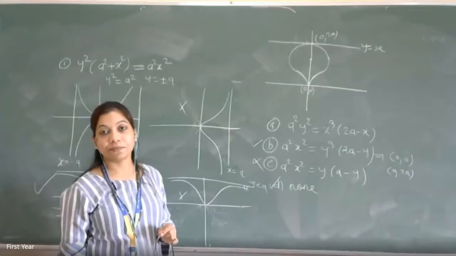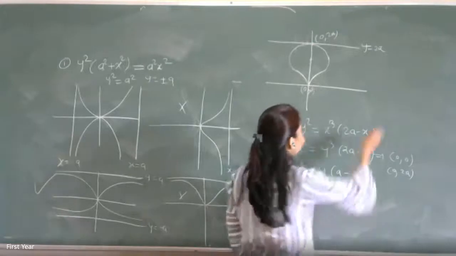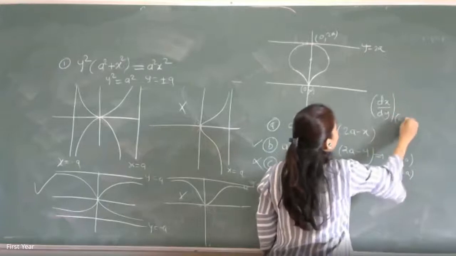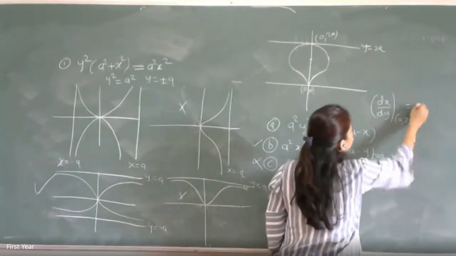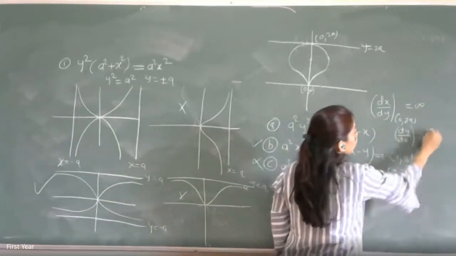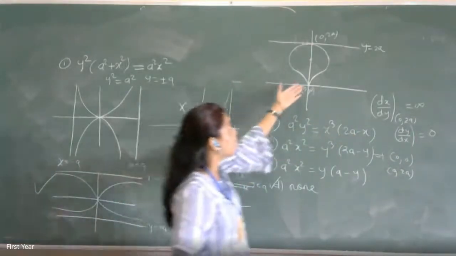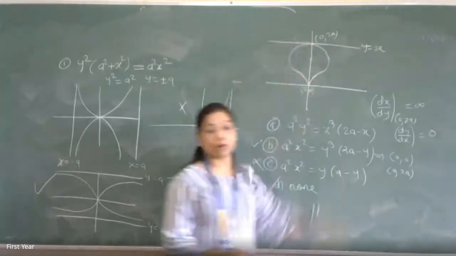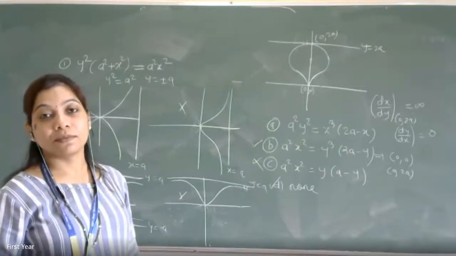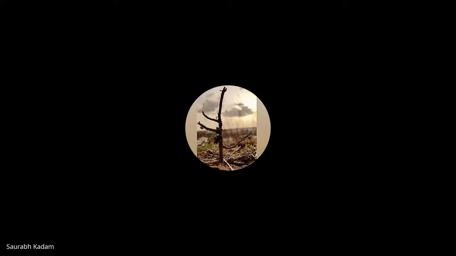Is it okay? And then the next thing is whether the tangent is parallel to x axis at this point. You can find dx by dy at the point 0, 2a. If dx by dy is infinity, then dy by dx will be 0, and then it is parallel to x axis. Otherwise I have to join this point to this point, so it will go smoothly. And that's why B will be the option. Is it okay? Clear, everyone?